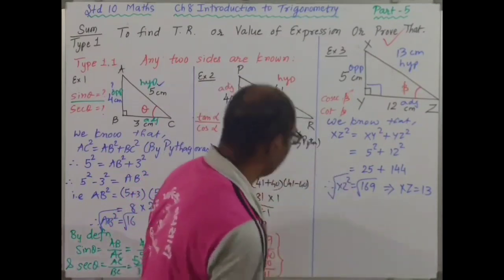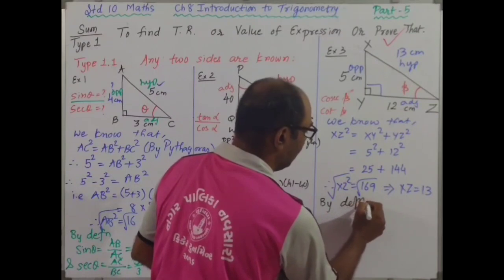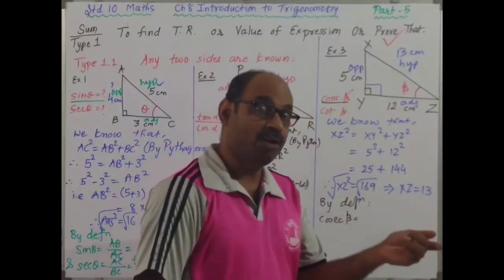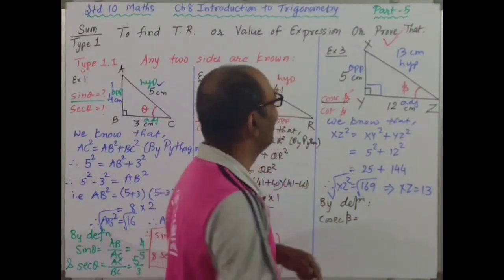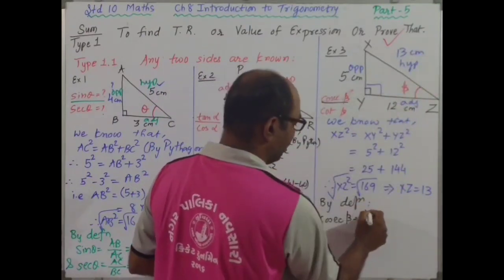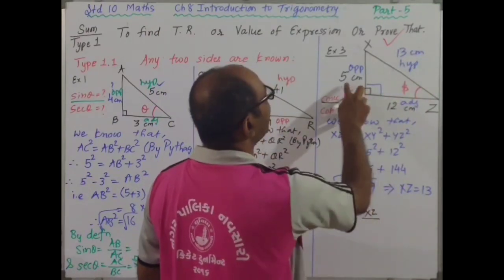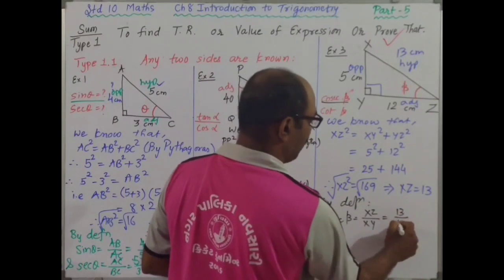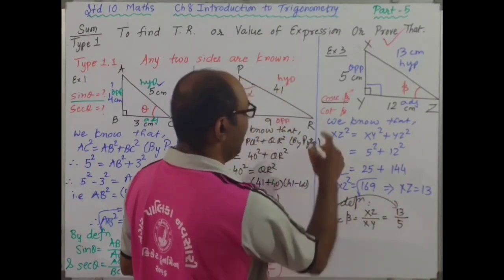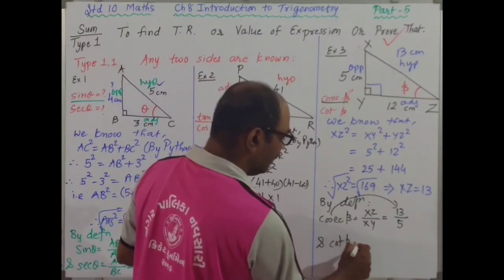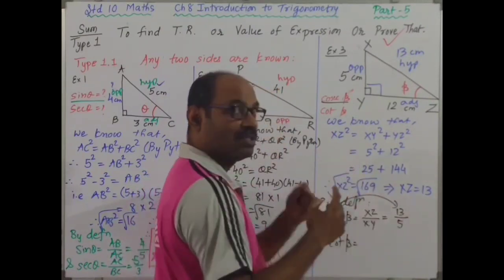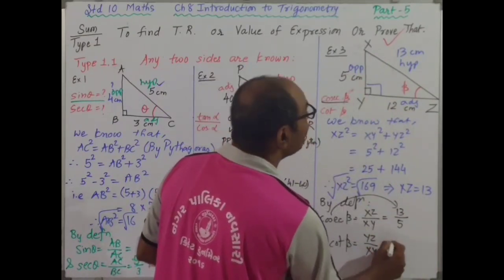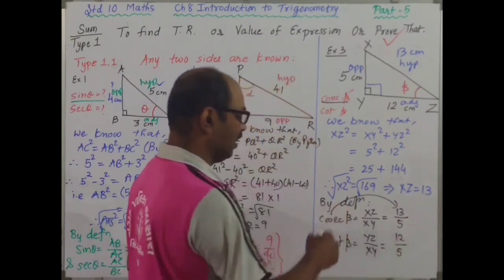By definition, you have to find cosec. So cosec beta is hypotenuse upon opposite. Now you should know that hypotenuse is XZ and opposite is XY. So XZ is 13, XY is 5. This is cosec beta, and cot beta is equal to adjacent upon opposite, adjacent YZ upon opposite XY. So that is 12 upon 5. So these are the values.